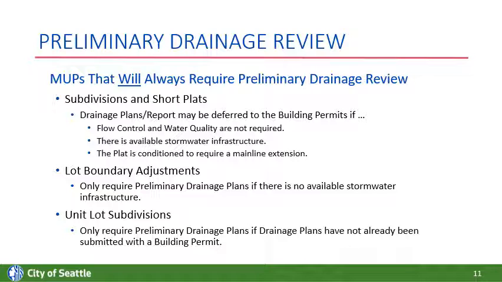And that, again, is clarified in the new stormwater manual. And your preliminary assessment report will identify that information. So if you have a master use permit application that will trigger preliminary drainage review, in the sense that we're going to be looking for things like flow control or water quality treatment, then that will be shown on your preliminary assessment report, at least based on the information that is provided at that point.